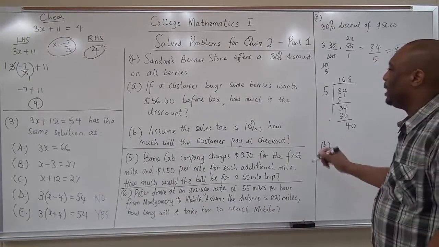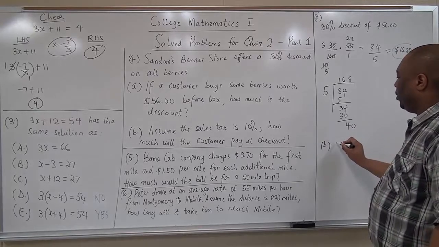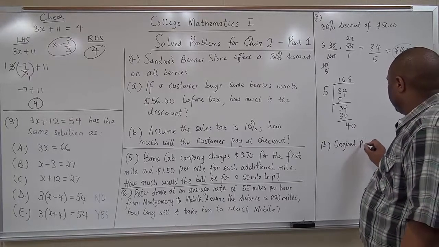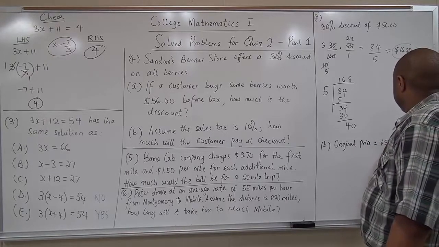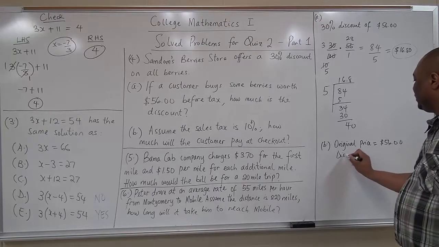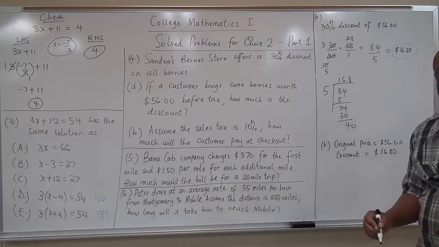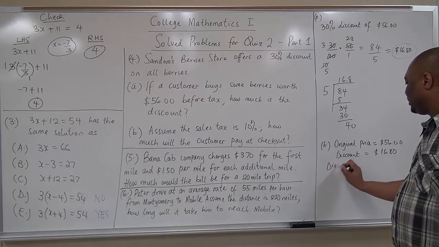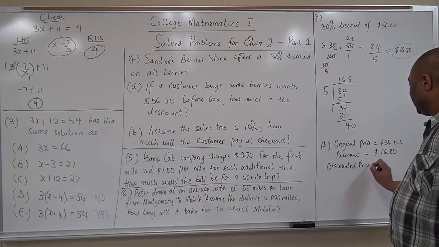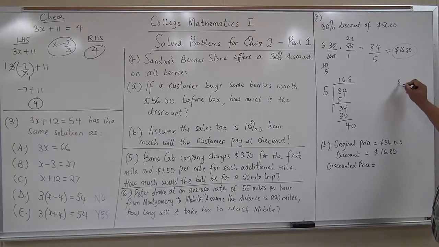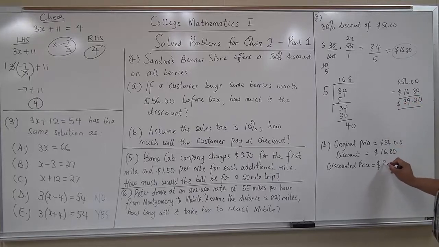Okay, so what we have to do now is we look at the original price, which is $56. Right? The discount is $16.80. Okay? Now what is the discounted price? Discounted price. That is the price you pay after the discount. Discounted price will be what? $56 minus $16.80. 10 minus 8 is 2. 15 minus 6 is 9. 4 minus 1 is 3. Discounted price is $39.20.